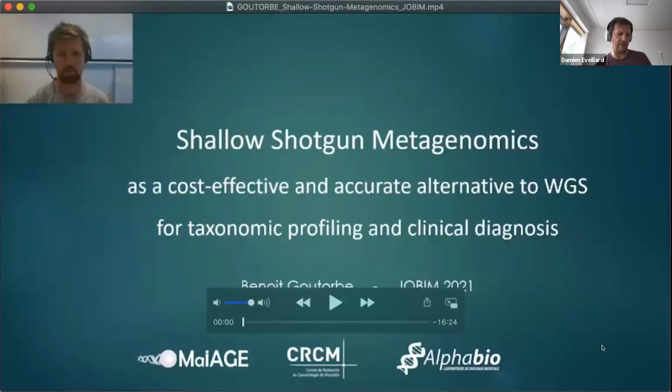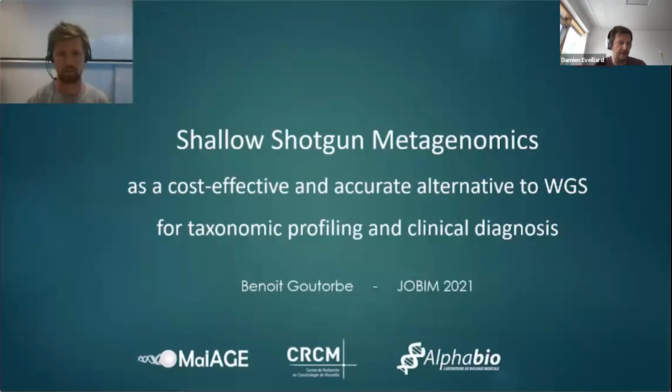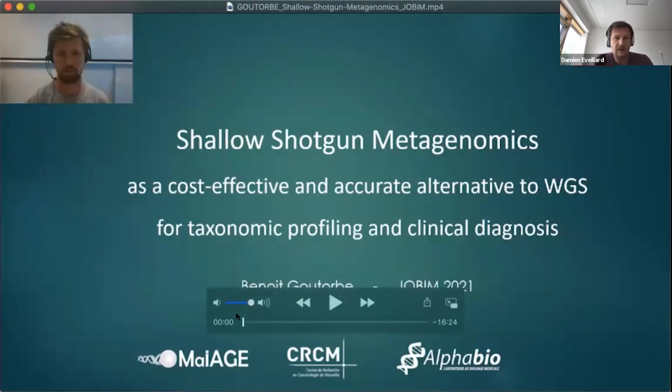Excellent. So the next speaker is Benoît. Benoît is from Maillage in Paris-Saclay. He will discuss the comparison between different metagenomic sequencing approaches, comparing shallow depth metagenomics to the more standard whole genome sequencing. So Benoît, the floor is yours.